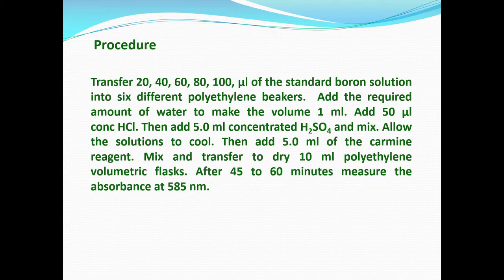Now, what you should do? Because you are doing the experiment in the laboratory, you have to prepare 20, 40, 60, 80 and 100 microliter of the standard boron solution into 6 different polyethylene beakers to make the Beer-Lambert's calibration. So, I have to tell you that 1 microgram per milliliter is 1 ppm.